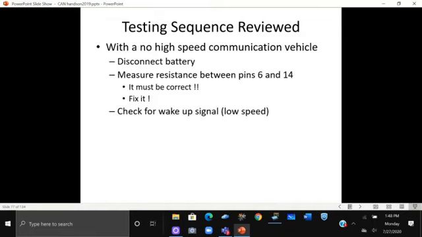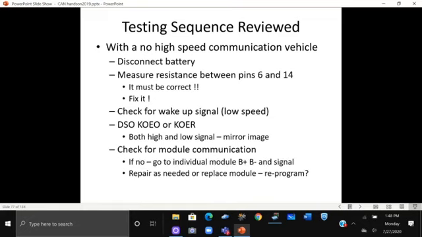We look for a wake-up signal. Once we're sure we have a wake-up signal, then we use a dual channel, and we look for high and low signals, and they should be a mirror image. If they are not a mirror, again, you stop wherever it's not right. The last thing is we check for module communication. If there is no module communication or there's a problem with the mirror image, we go to the individual module. We check for B+, B-, and signal. Repair is needed, replace, reprogram, whatever.